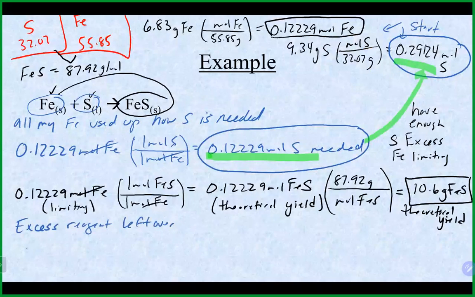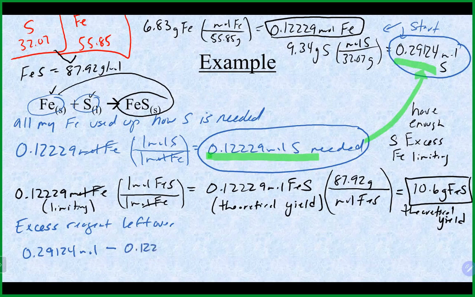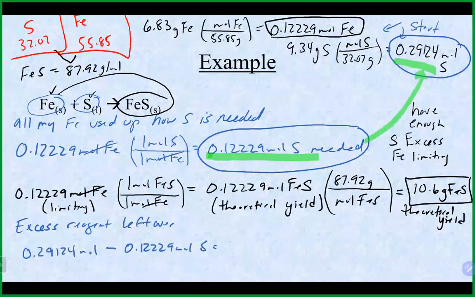We would take the moles of the excess reagent that we started with. We would subtract it from the moles that we needed, which was 0.12229 moles of sulfur. That is going to give us 0.29124 minus 0.12229, which is 0.16895 moles of sulfur that's left over.